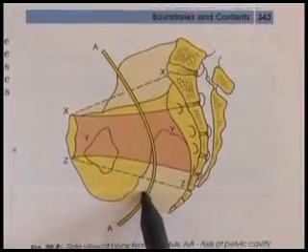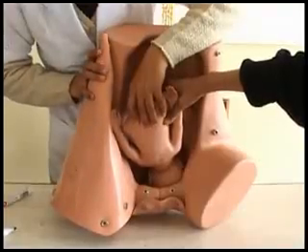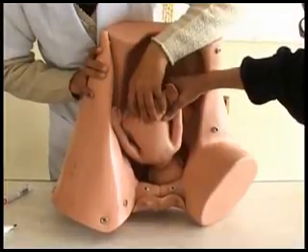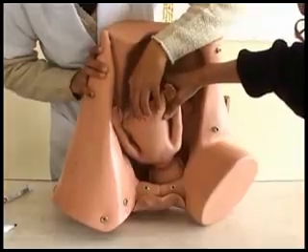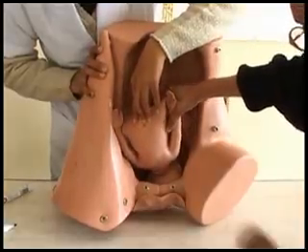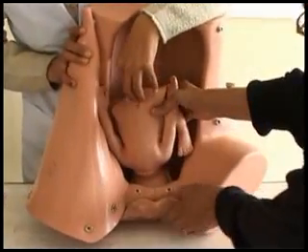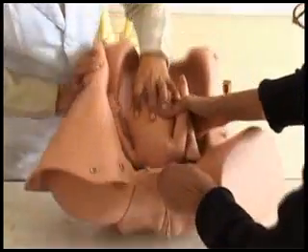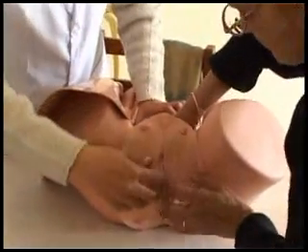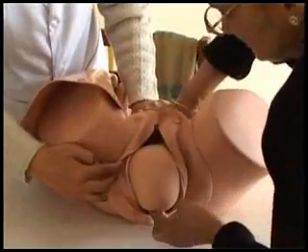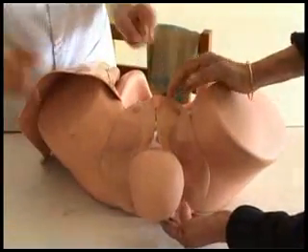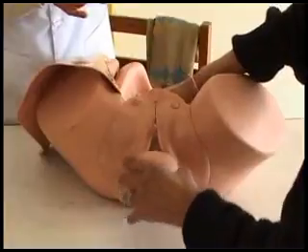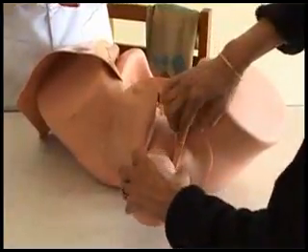This model shows the full-term fetus delivering out. It first is lying in the inlet, then it descends into the cavity and it rotates. And on rotation, it comes through the outlet, and once the head delivers, it is followed by the delivery of the shoulders and the rest of the body.